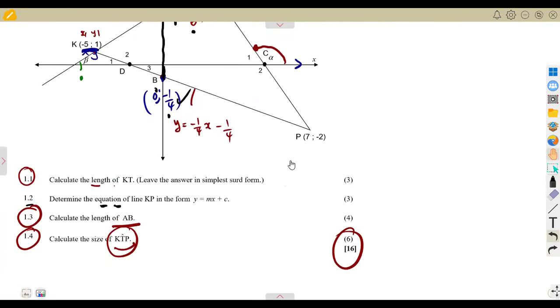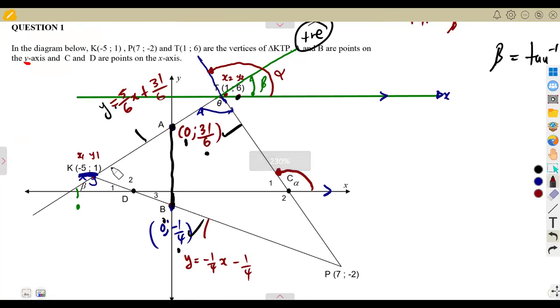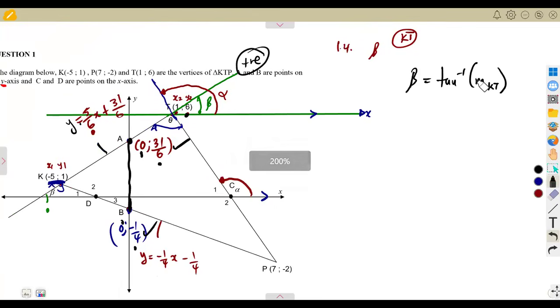We are not going to calculate the gradient of KT because we already calculated its equation. Remember here, the equation of KT, we calculated this. So already the gradient is there, which is 5/6. When you calculated this, the gradient was 5/6. So the gradient of KT was 5/6. So beta was simply going to be equal to arctan of the gradient of KT, which is 5/6. So that is our beta there.